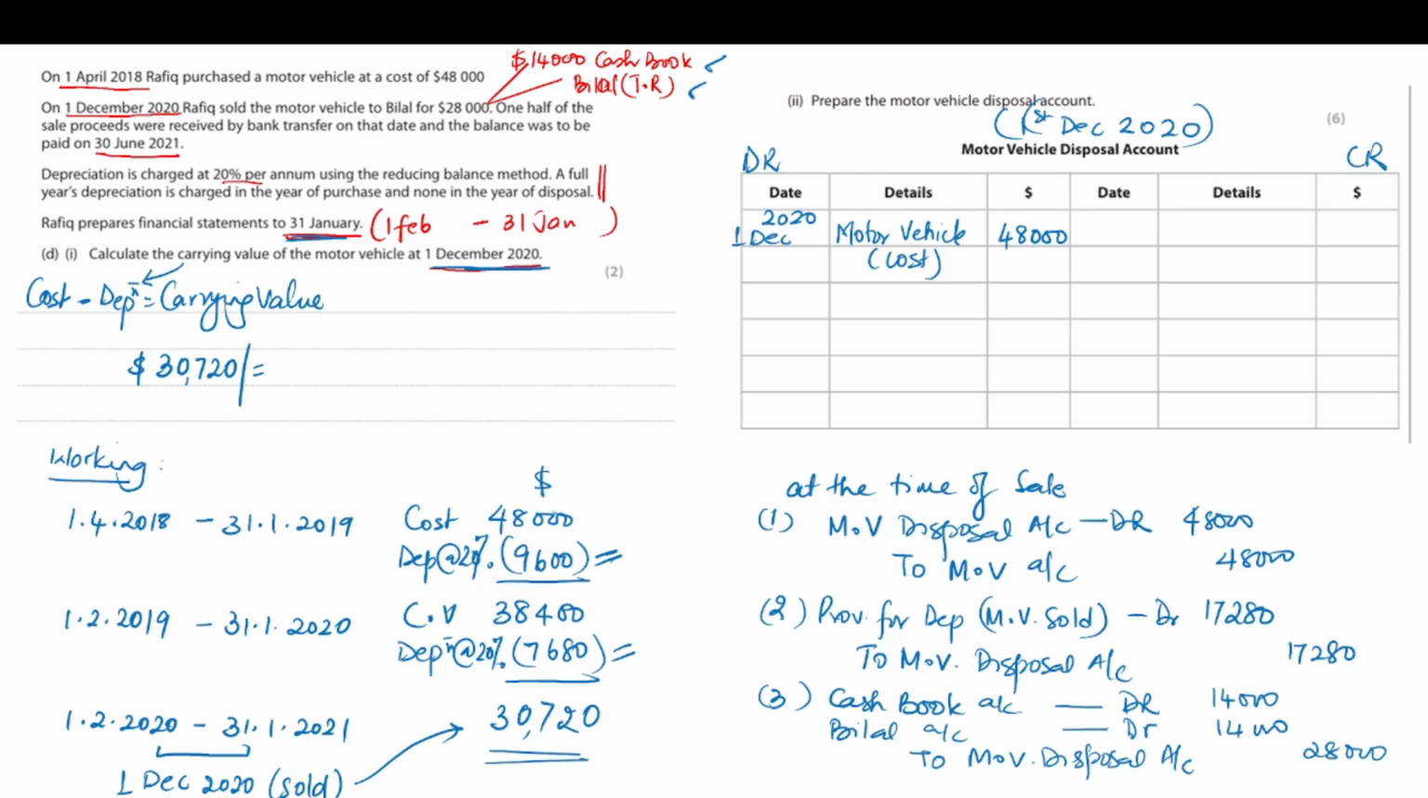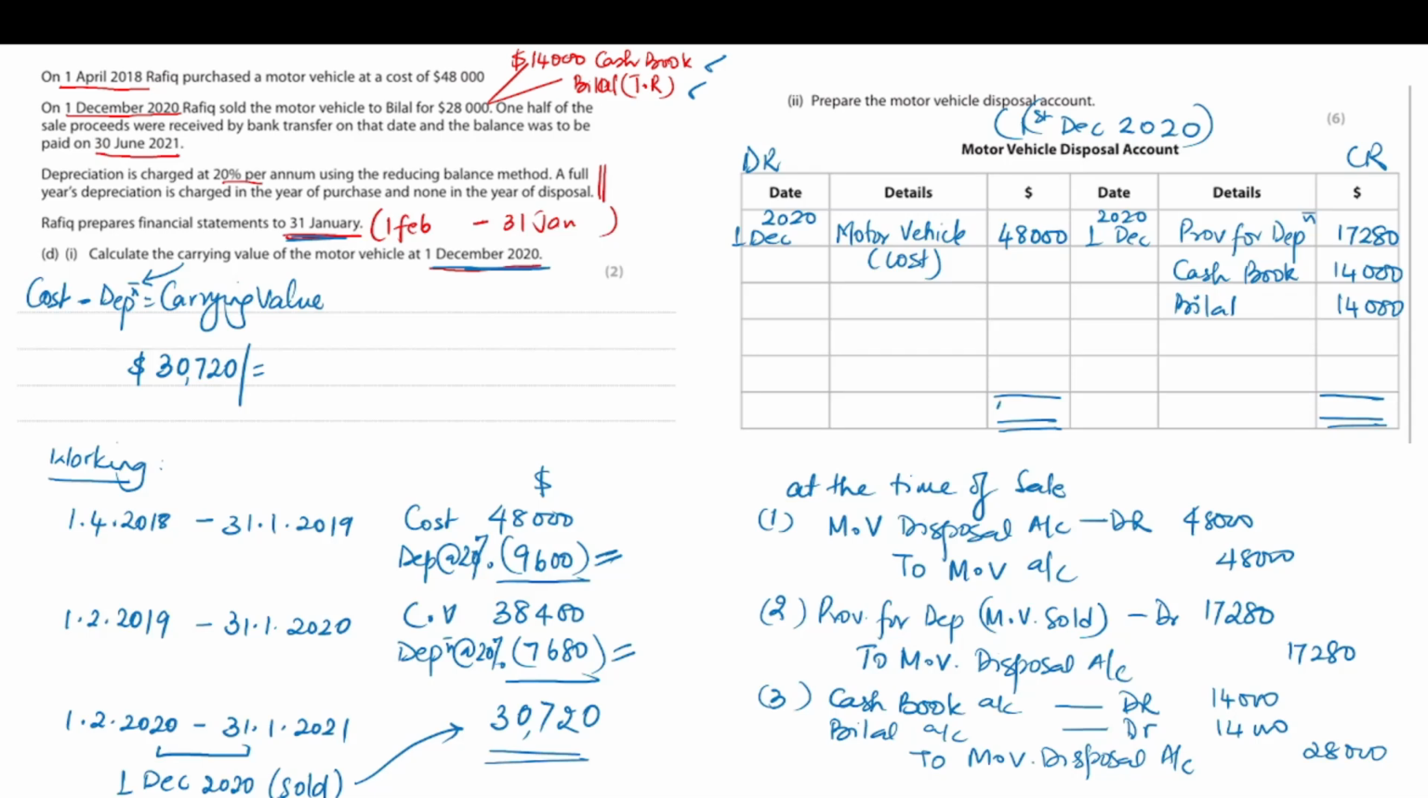So this comes on 2020, 1st of December. If you remember the format, that would be very easy also. If you want to go by journal entry, I've shown it here. Provision for depreciation, 17,280. And on the same day, cash book, 14,000. And Bilal, 14,000 again. And then let's work out the difference, whether there's a profit or loss.